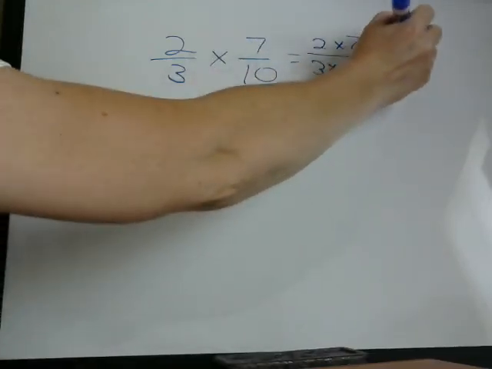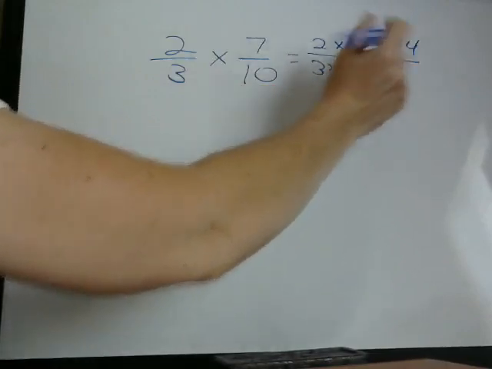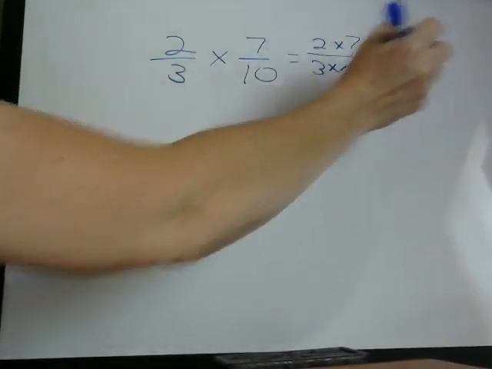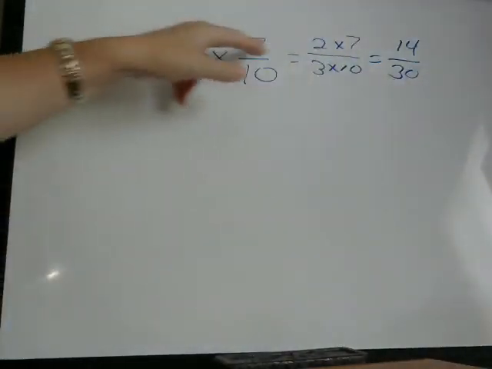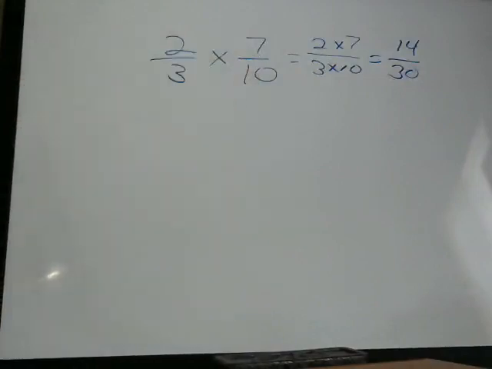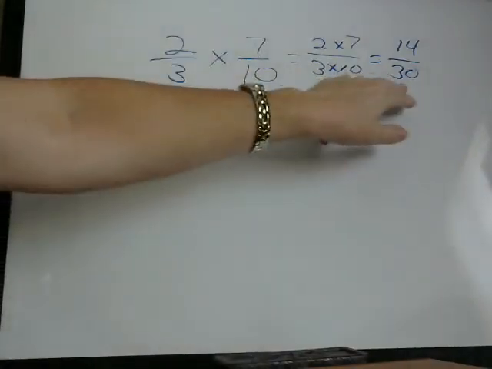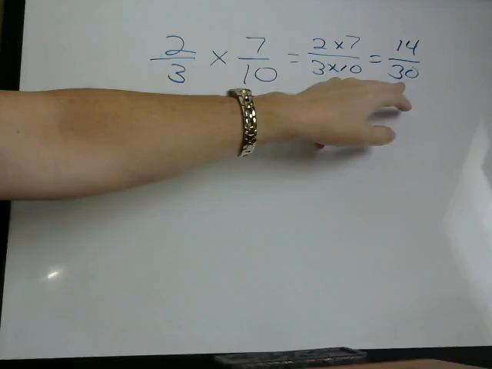So 2 times 7 is 14, 3 times 10 is 30. So you just multiply straight across when you're doing fractions. Numerator times numerator, denominator times denominator. Now you can see that our answer is not in lowest terms.